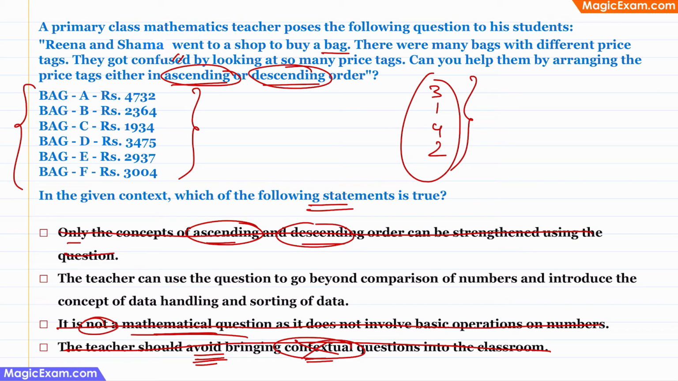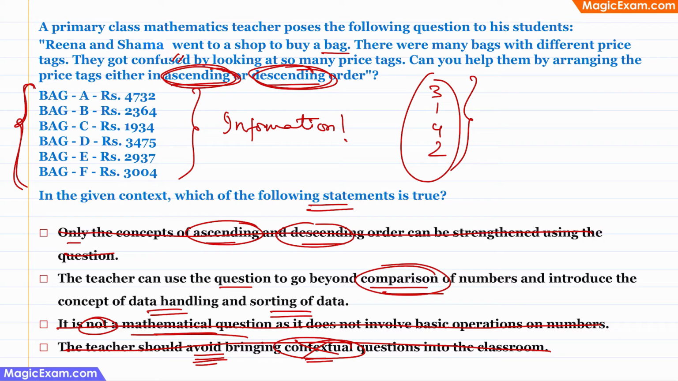Option 2 says the teacher can use this question to go beyond comparison of numbers and introduce the concept of data handling and sorting of data. Now what the teacher has done here is given some data. This data can be arranged in ascending or descending order so that the data can be converted into useful information, right? Therefore, this question is going beyond just comparing numbers. It is teaching the concepts of data handling and sorting of data. Therefore, option 2 is correct.